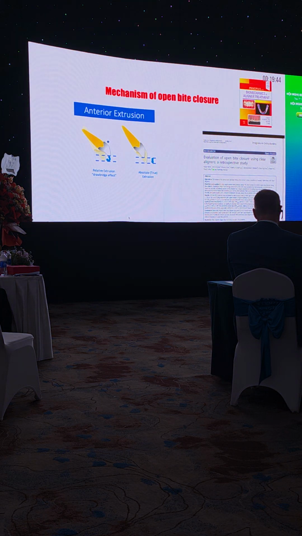So what happens with open bite? I put these pictures there to show you what happens with mechanism of open bite closure with TADs.